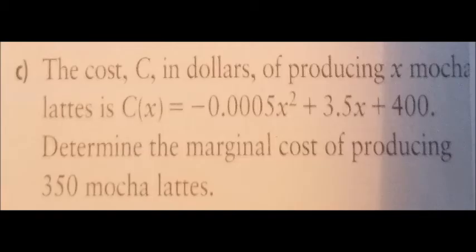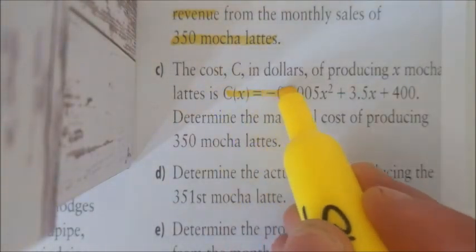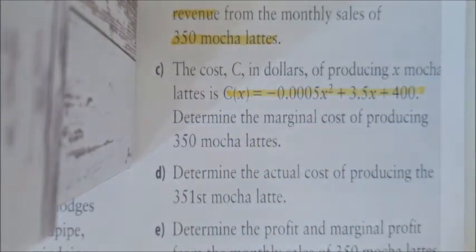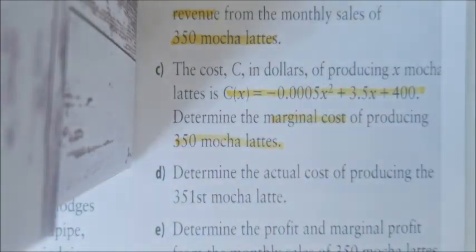Part C of the question states, the cost, C, in dollars of producing x mocha lattes is C of x equals negative 0.005x squared plus 3.5x plus 400. Determine the marginal cost of producing 350 mocha lattes. The important part of this question is that the cost function is already given to us. And once again, they gave us a monthly sales value and are asking us to solve for the marginal cost.